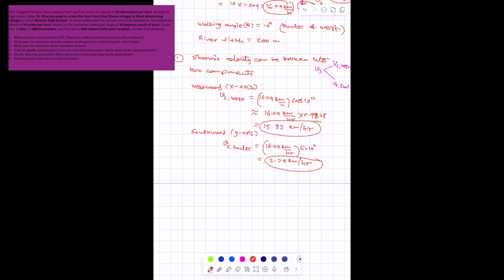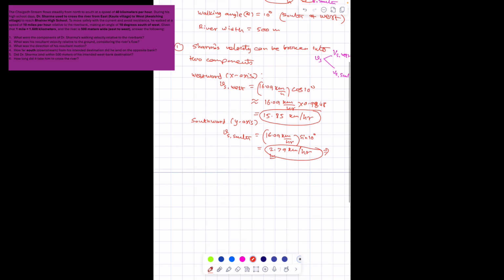But again, this is Dr. Sharma's own velocity, but we haven't finished the southward even. How to do that? Because this is Dr. Sharma's 2.79 kilometer per hour velocity, but the river itself has a southward motion. So you have to add the river's southward velocity.